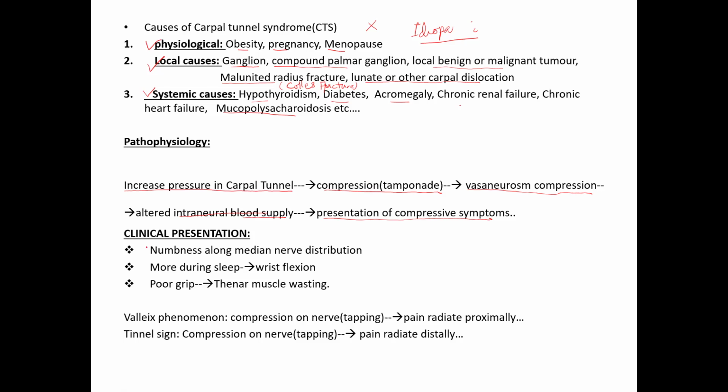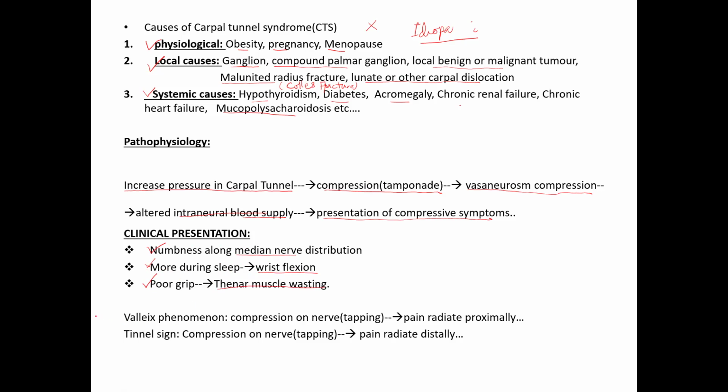So what is the clinical presentation? The patient will have numbness along the median nerve distribution. As I told, it is the thumb, pointing finger, middle finger, and the lateral aspect of the ring finger. This pain is more in sleep, because during sleep the wrist unintentionally goes into flexion. Flexion increases the compression over the nerve and the intracarpal pressure. Then there is poor grip. The grip is poor because of wasting of the thenar muscles, as the median nerve supplies the thenar muscles also.